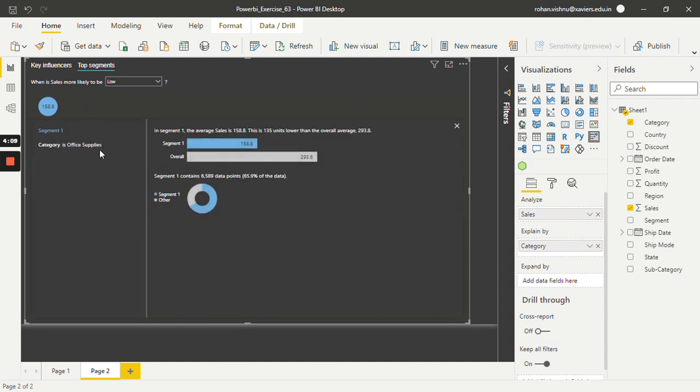So the overall average sales is 293.8 for the overall data. But when we took only office supplies data, the average sales reduced to 158.8, which is basically 135 units lower than the overall average. So basically, in this way, one can make use of key influencers in their report to make their report slightly smarter than other reports.